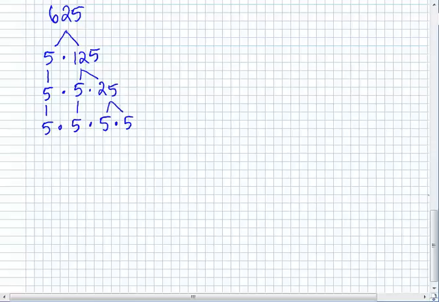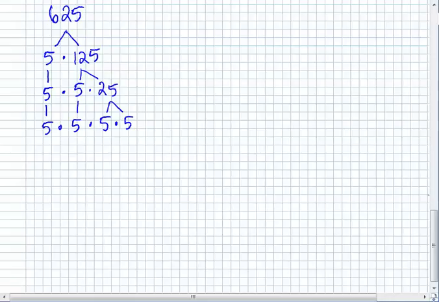All right, well, let's start breaking up 625 into prime factors. The most obvious one is going to be 5, and I see that if I divide it by 5, I get 125. That 125 can also be divided by 5, which gives you 25, and that 25 can be factored by 5 as well. And so 625 is 5 times 5 times 5 times 5.